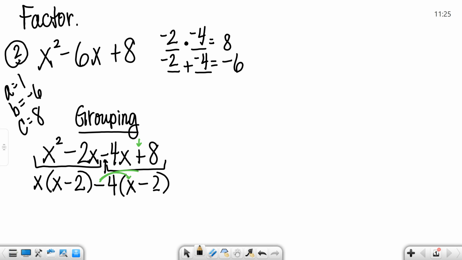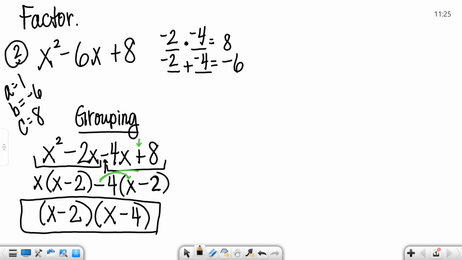This should have been x minus 2. Okay, now when I distribute it, I would get +8. Okay. So now I've got my 2 groups, and my 2 groups both have an x minus 2. I factor it out, and I multiply by what is left, which would be x minus 4. All right, so there's my factor by grouping.